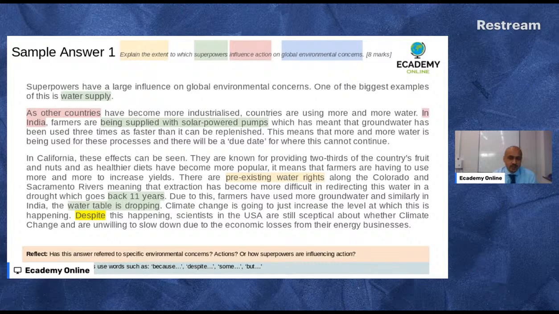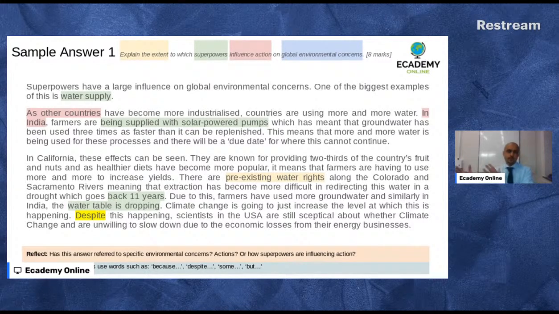Yeah, I think it's a bit debatable, right? When it comes to the actions. And is it clear which superpower, or does it mention superpowers and which ones they are and how they're influencing? Not really, right? So if you look at the first sentence, superpowers have a large influence on global environmental concerns. Okay, which ones are you referring to? One of the biggest examples of this is water supply, right?